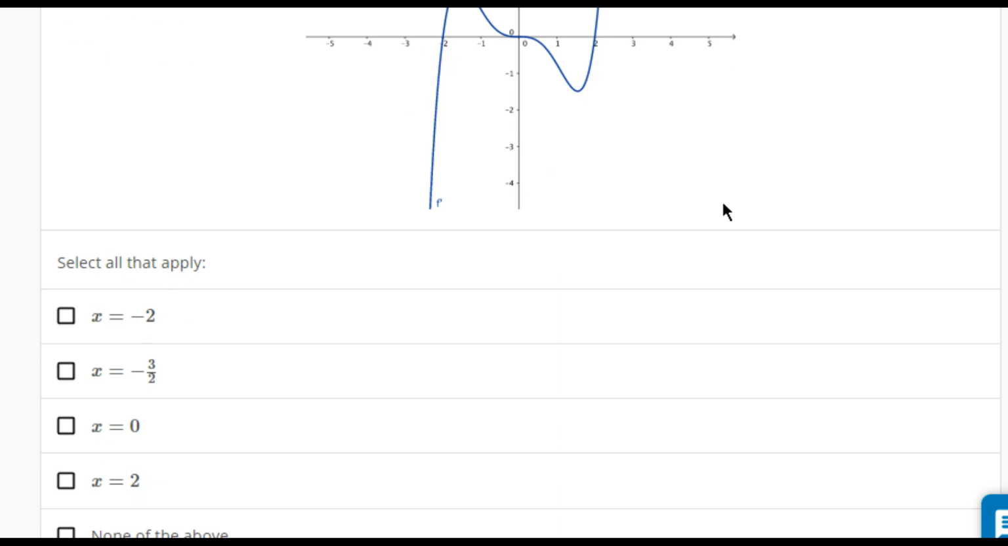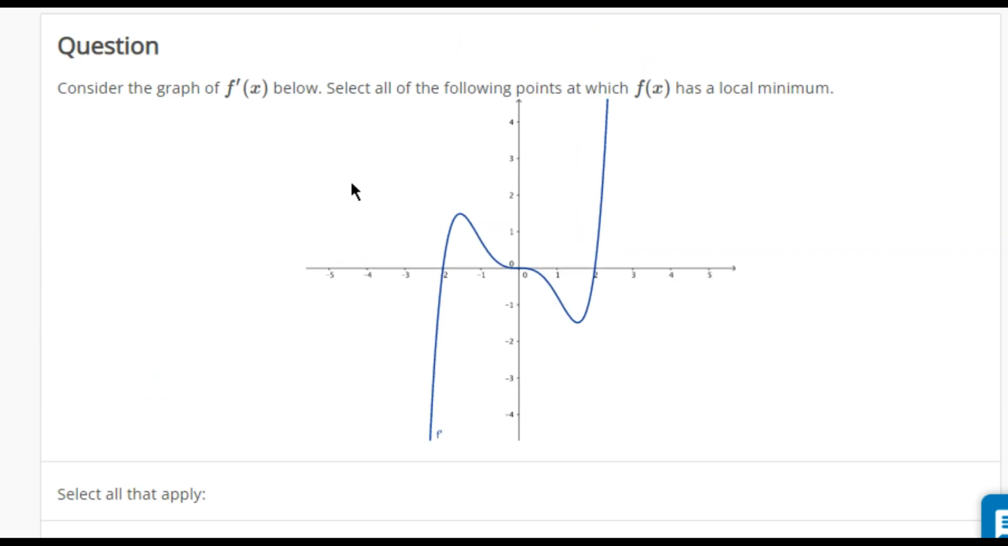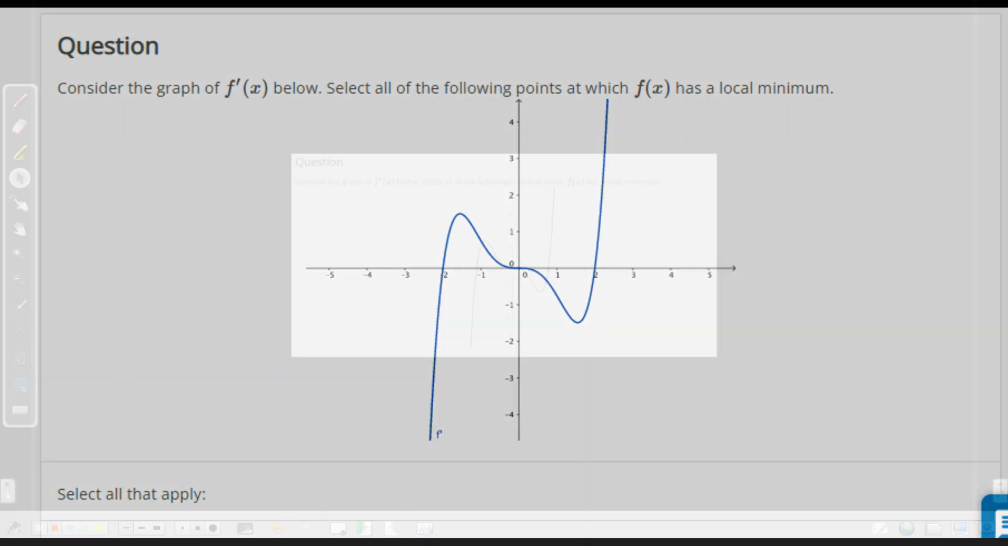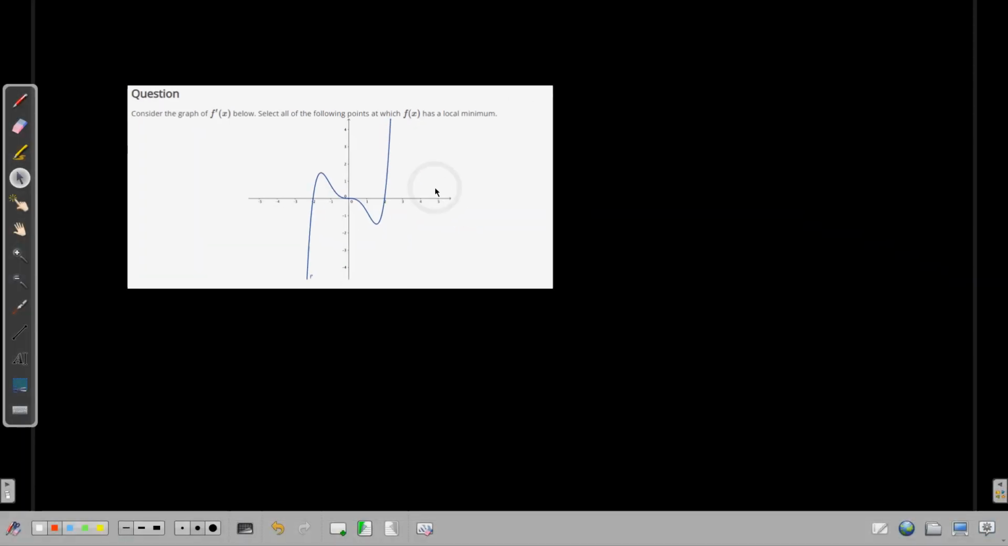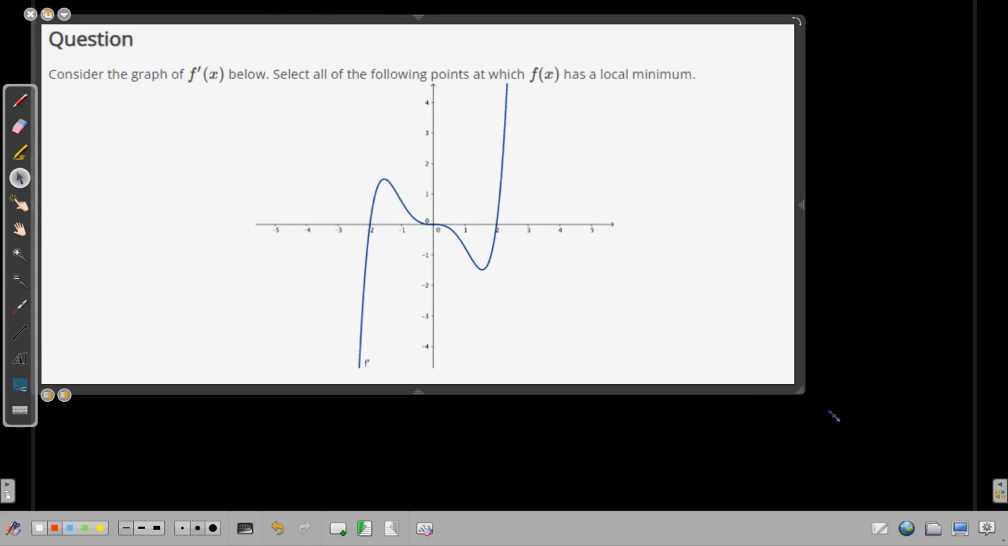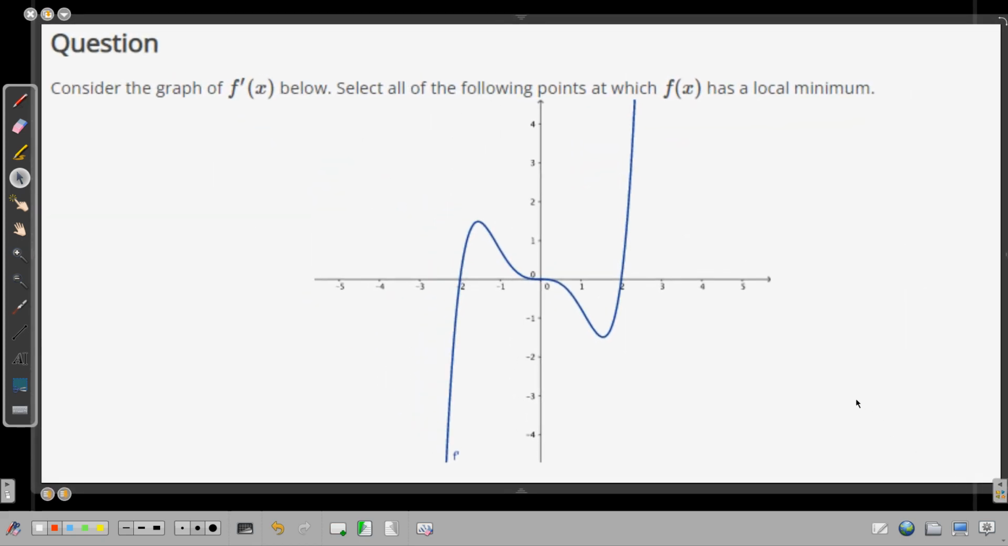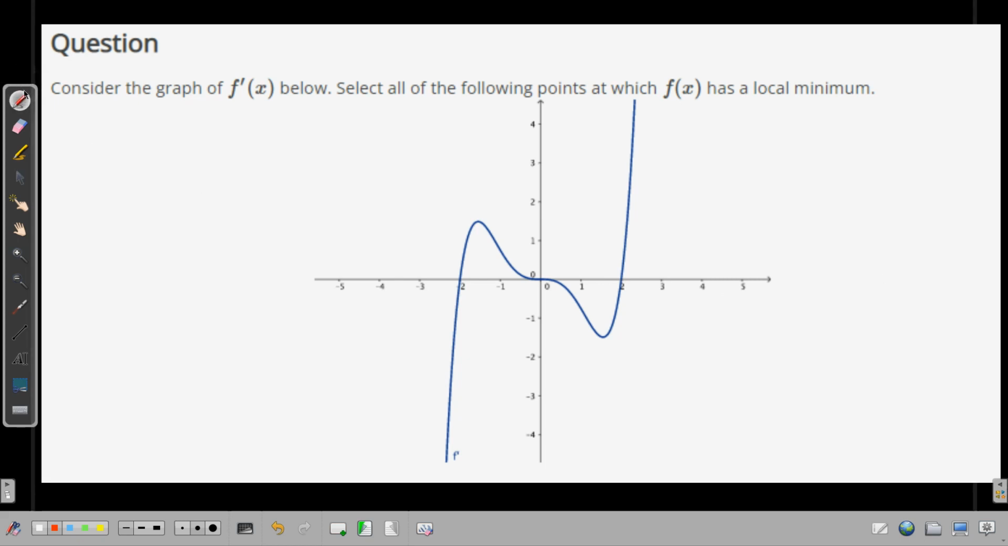All right, here's a graph. Select all the points at which, so here is a graph of f prime. Select all the points at which this graph has a local minimum. Okay, so here's our picture. Now this is f prime.